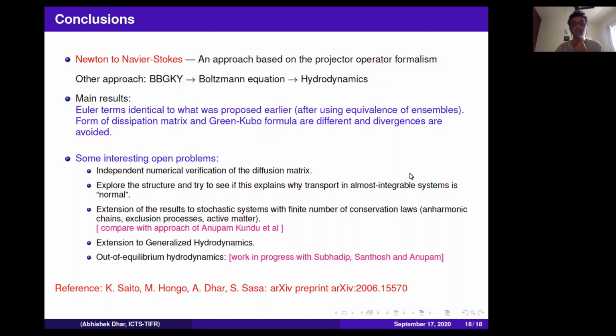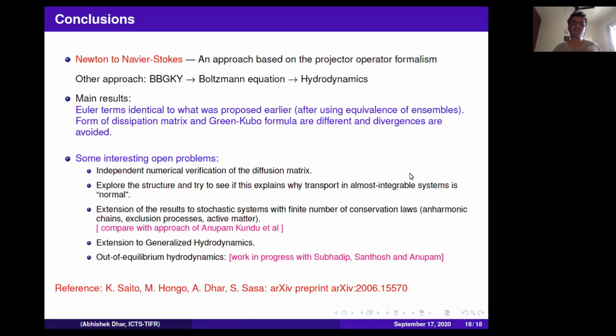There's actually Anupam and some people at Weizmann. They had a different approach, which is valid for stochastic systems, again deriving fluctuating hydrodynamic equations. I think it will be useful to compare this approach with that, because in principle this approach can be used even for stochastic systems. That's a very interesting problem, how to compare what we get here with these other approaches. Then there's some recent work on generalized hydrodynamics where, again, this question of diffusion constants is interesting, and we think this can be applied.